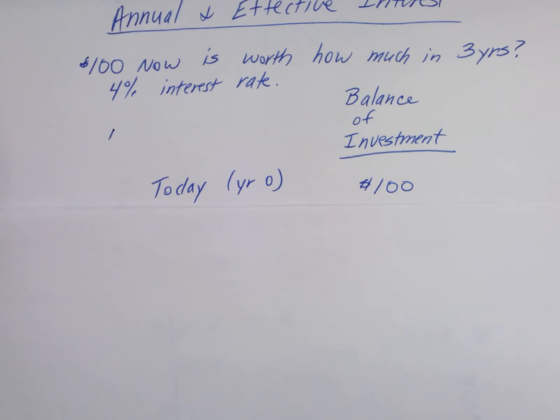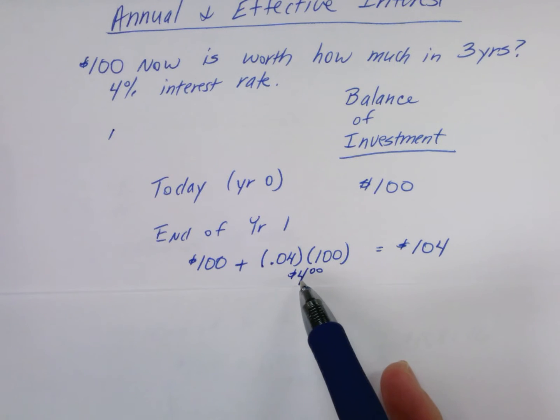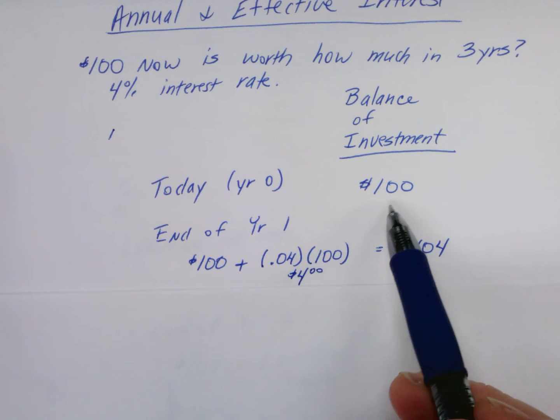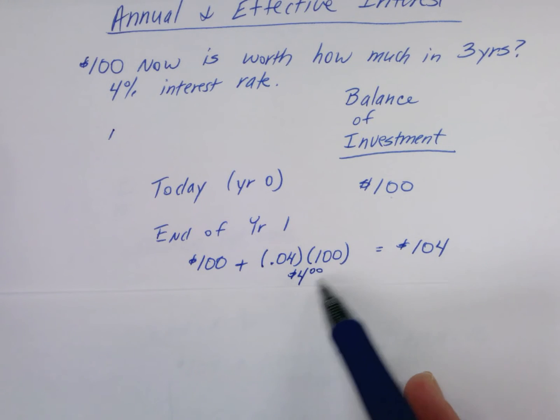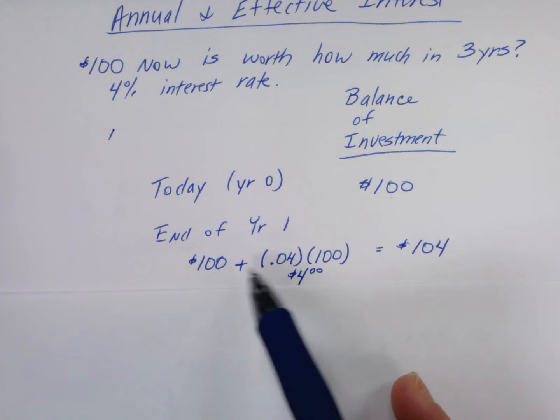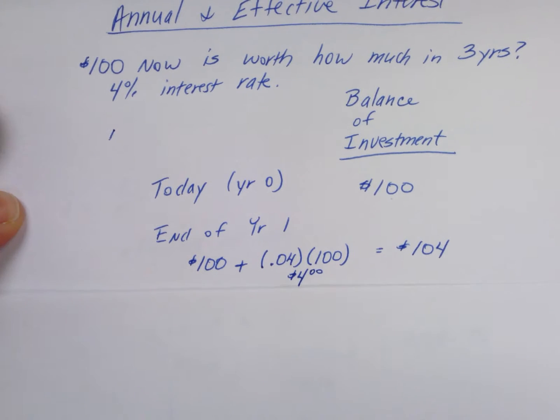So we start with today, which is time 0. The balance of the investment is $100. At the end of year 1, that will have grown by 4%. So the 4% interest rate times the balance of the investment is the amount of interest. That'll earn $4 in year 1, so we add that on to the initial investment. So at the end of year 1, we have $104.